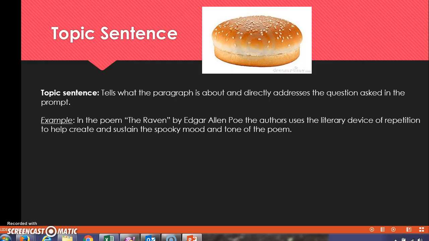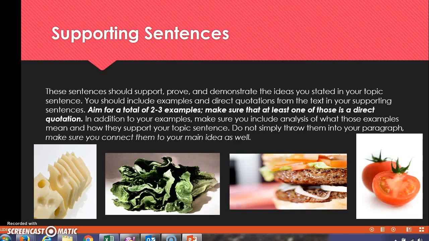After you write that topic sentence, you then need to include supporting details. Now, your supporting details really are the meat and cheese and lettuce and tomato of your paragraph, or your hamburger. You need them to write a colorful paragraph that really conveys your meaning to the reader. So they're essential in writing a strong paragraph. These sentences should support, prove, and demonstrate the ideas you stated in your topic sentence.